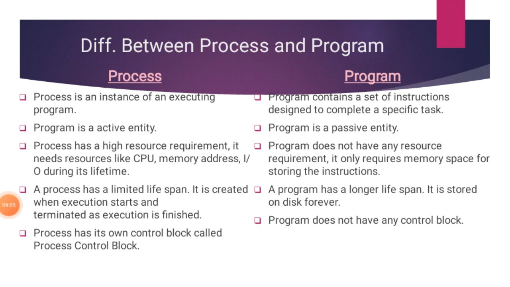Clear? Now the third difference: a process has a high resource requirement, like CPU, memory, address, input, output. A program does not have any resource requirement because it only needs memory for storing its instructions. So a process has high resource requirement and a program has a lower requirement, just memory for storing its instructions.